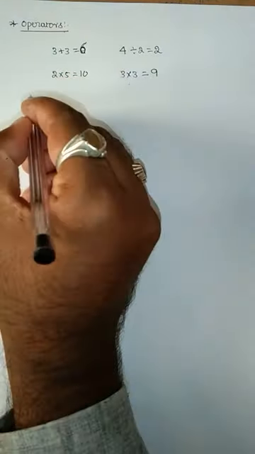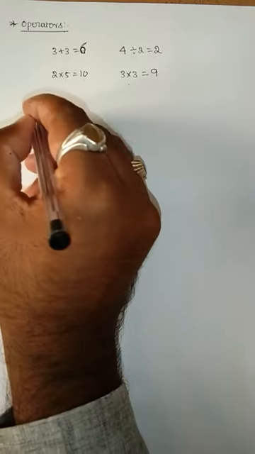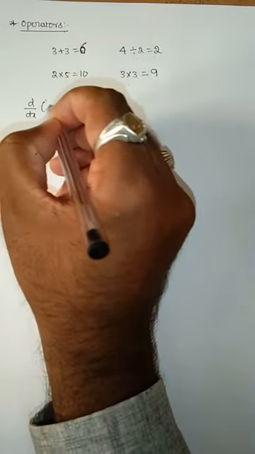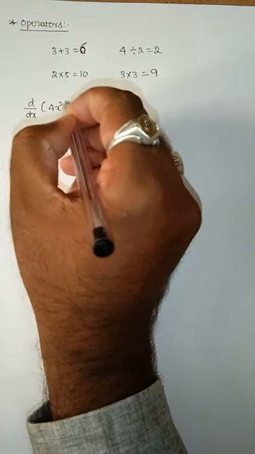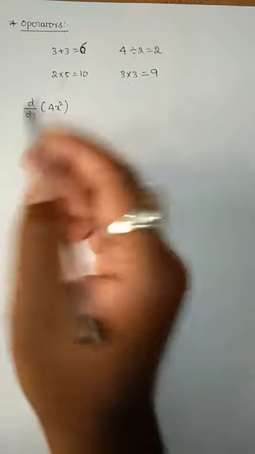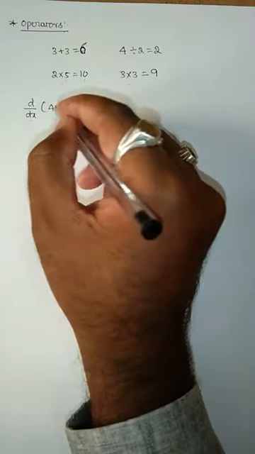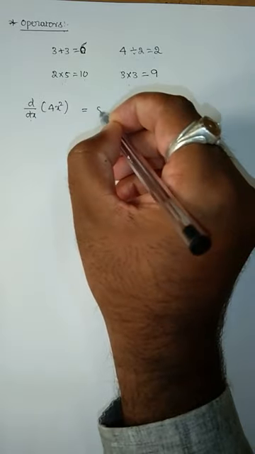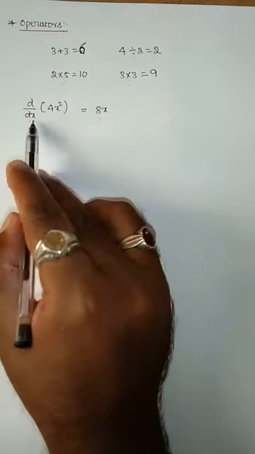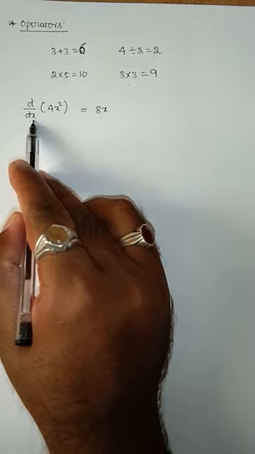So let us consider one simple example. Consider d by dx as an operator. When you perform this on a function, for example 4x square, on which we are performing the operator d by dx, we get 8x. Again, 8x is a function. So here d by dx is considered an operator.